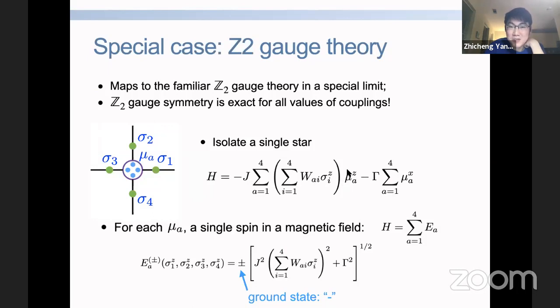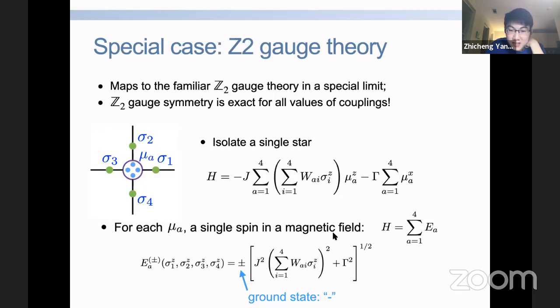It's basically this squared plus this squared, and then you take the square root. And then of course you have a plus and minus sign, so you're not losing any degrees of freedom. So this is the eigenenergy associated with each mu_a when you diagonalize, with a plus and minus sign. But now we're interested in the ground state, so we have to choose the minus sign for all, with a going from 1 to 4.